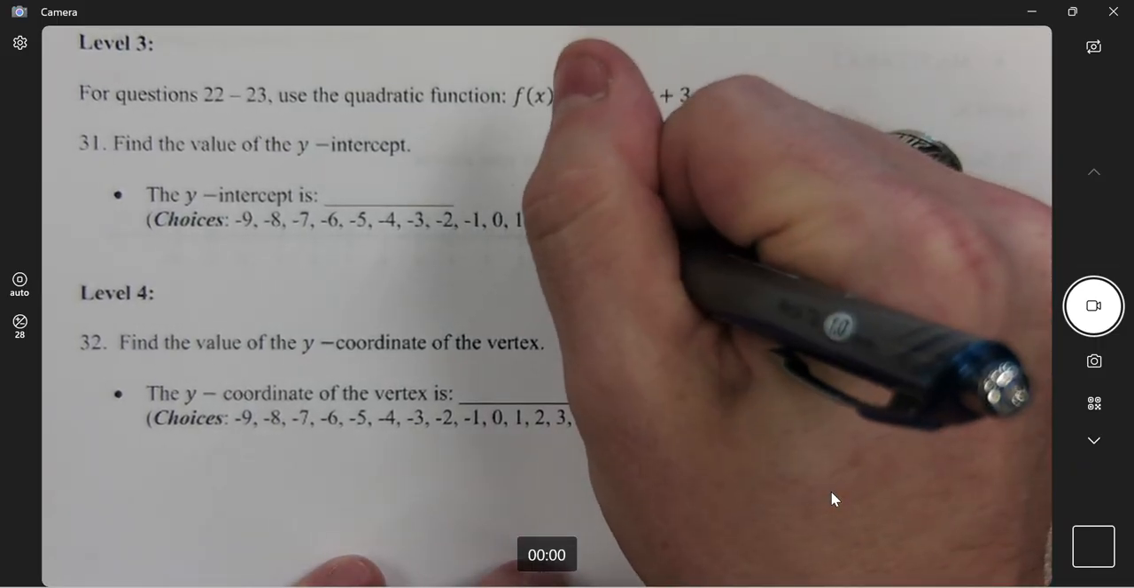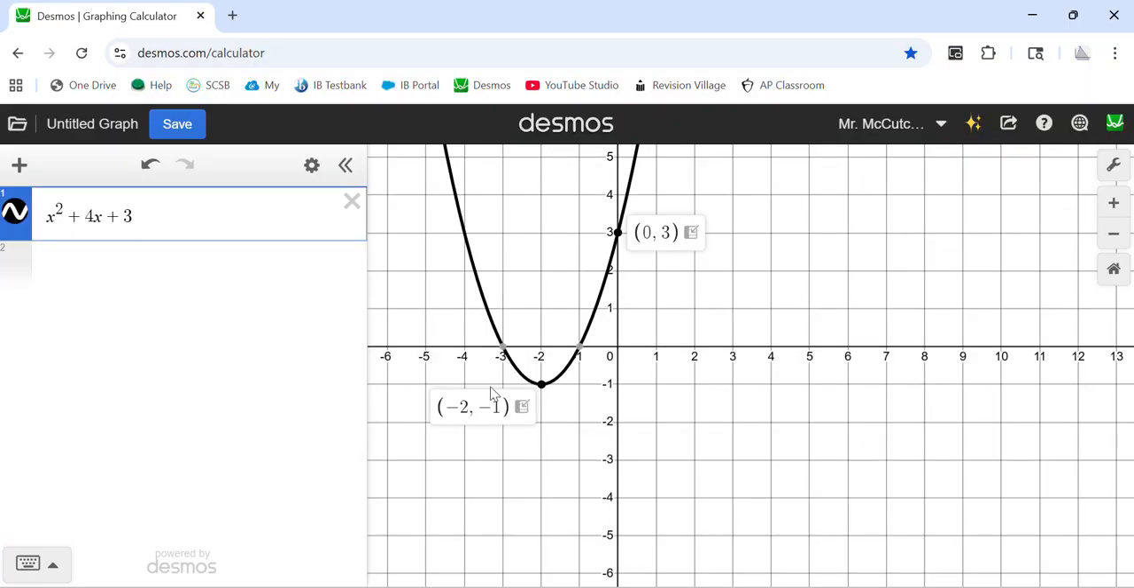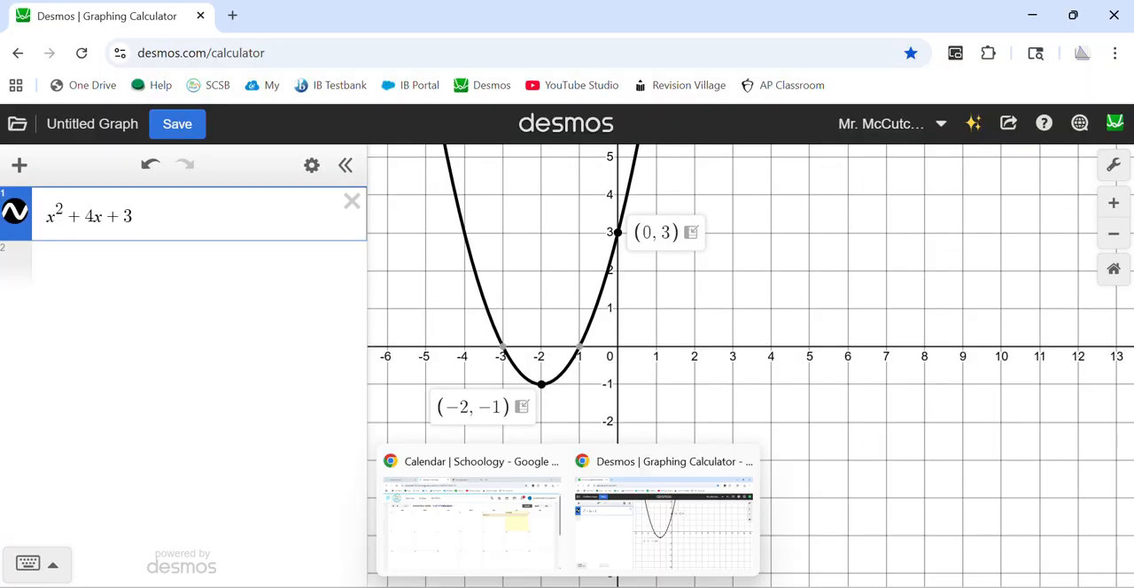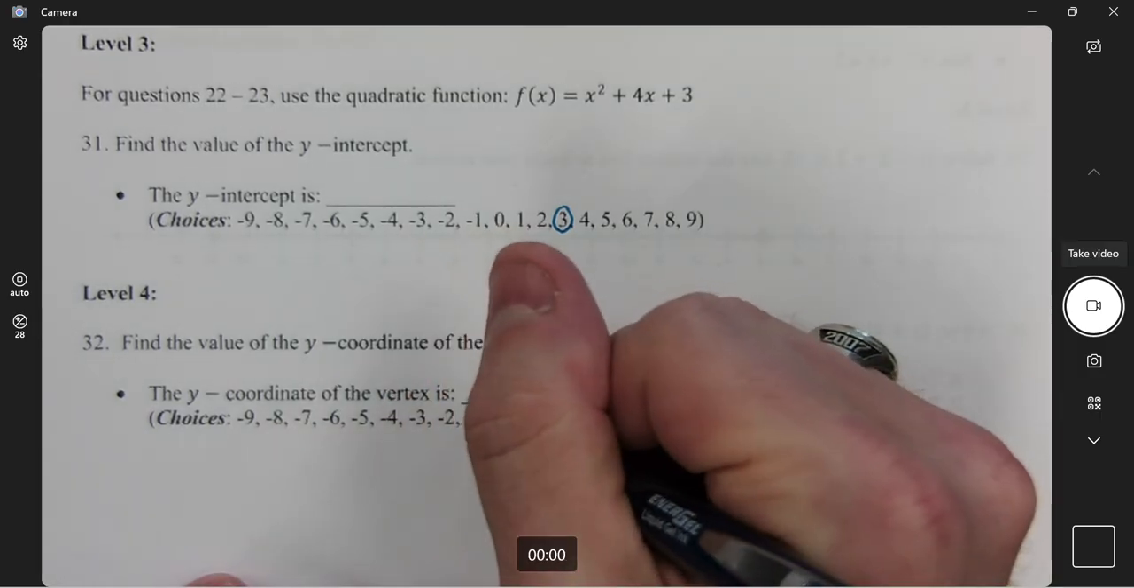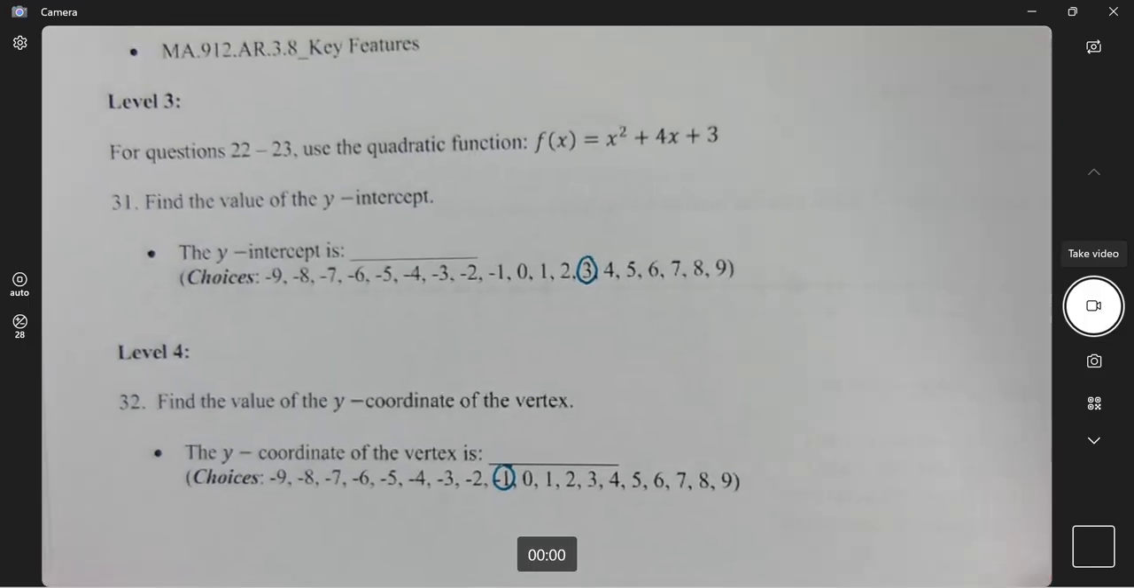3 was the y-intercept, and now I forgot what I said. Was it negative 3? Can't remember. Negative 1 is the y-value of the vertex. There you go. Desmos.